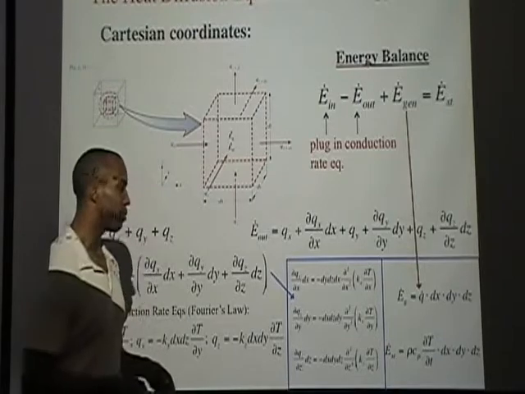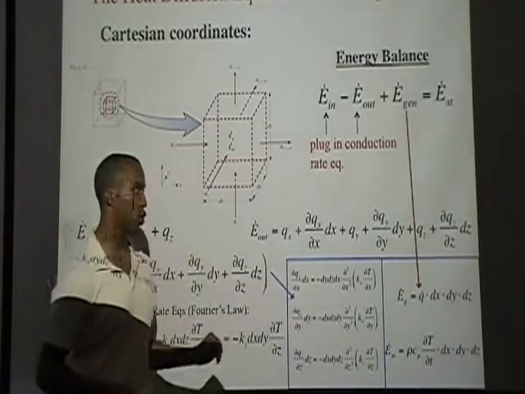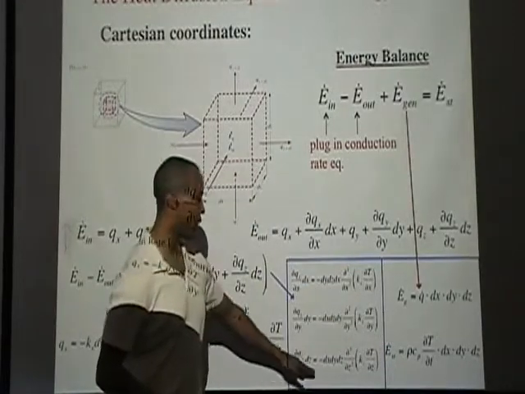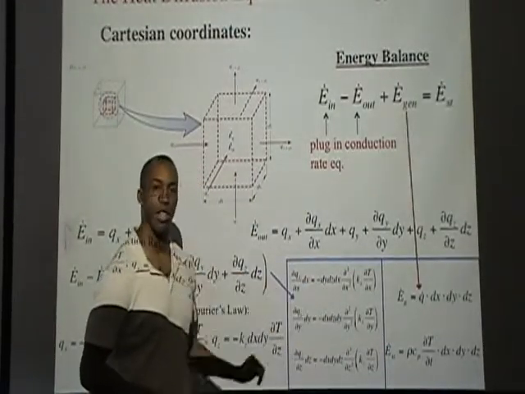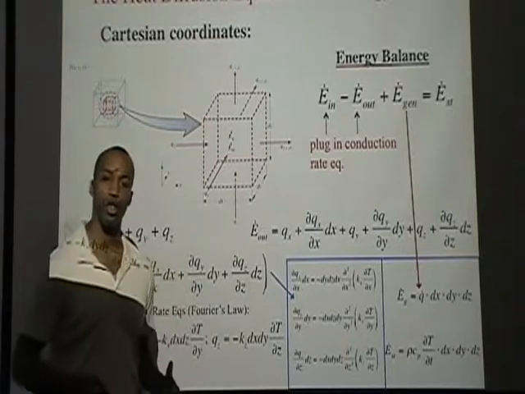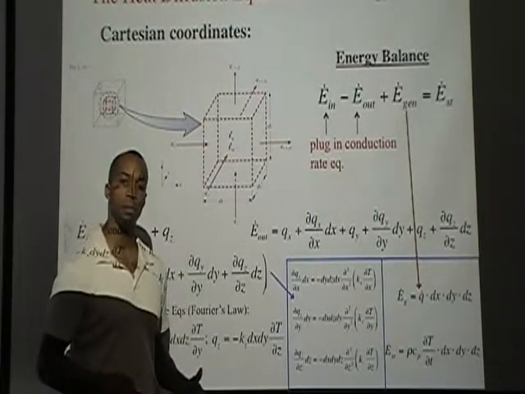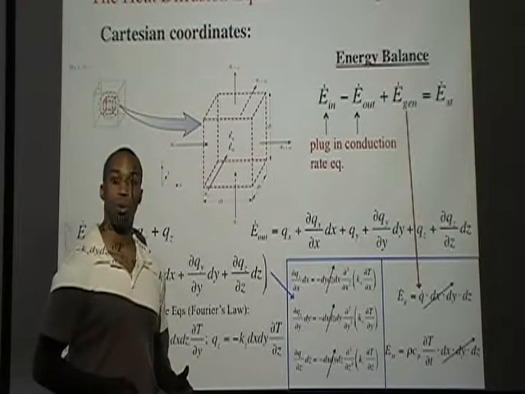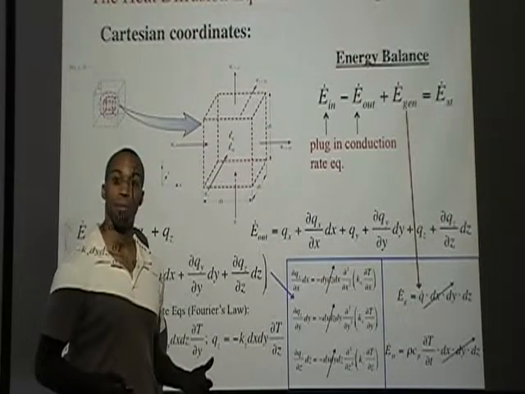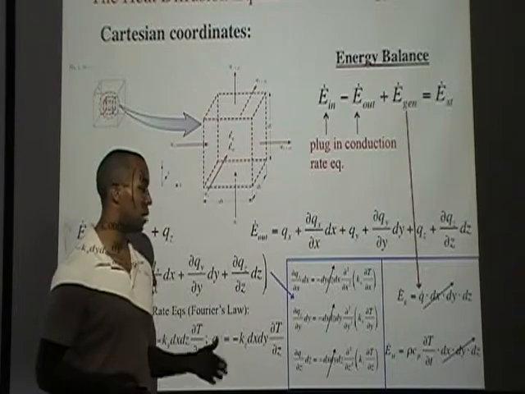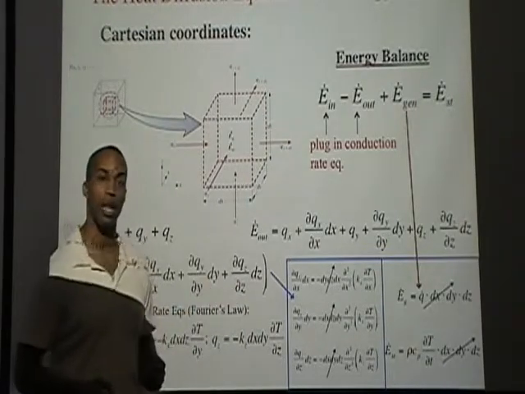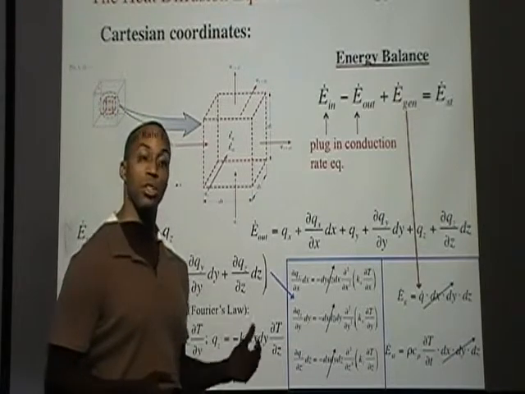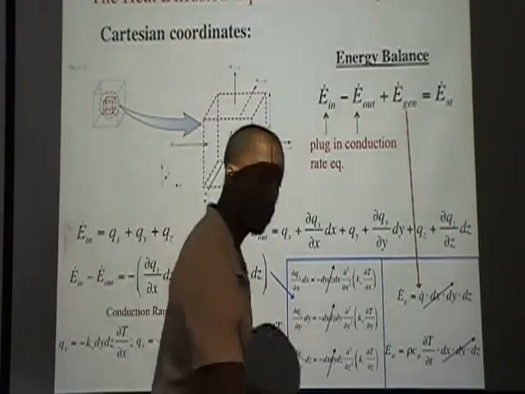Now if you notice, each of these terms that show up in the heat equation now, energy storage, energy generated, and the terms of energy in minus energy out, are all multiplied by our control volume. So what can we do? Well, we can cancel them out. We can divide by it. So we get rid of the control volume. So now we've made this an energy balance per meter cubed.